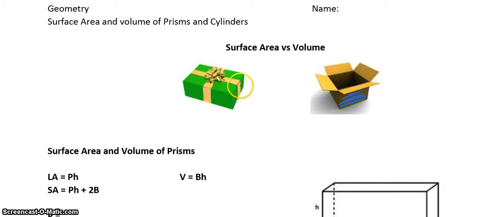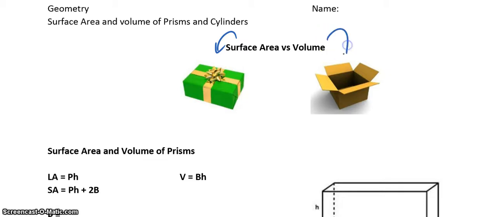Surface area, think of if we had a box. Now, if I were to wrap that box, surface area references the outside, so think outside the box. So if I were to wrap these 1, 2, 3, 4, 5, 6 sides, how much paper would it take? So it's the amount of space on the outside of a figure.